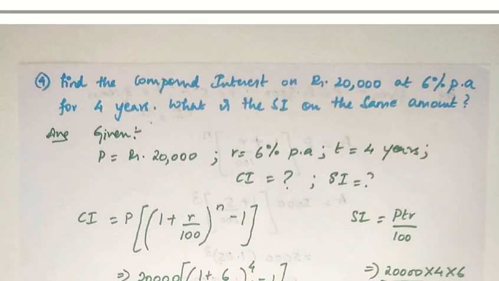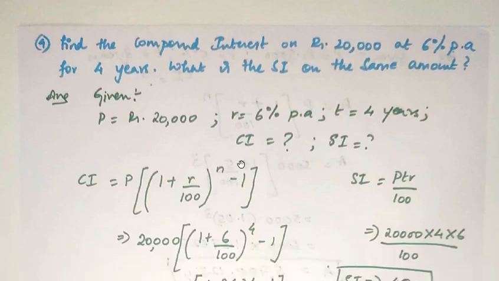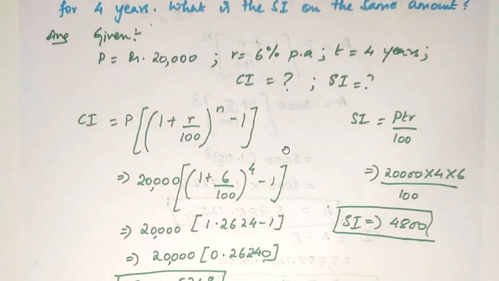So our next question: find the compound interest on rupees 20,000 at 6% per annum for 4 years. What is the simple interest on the same amount? So you're supposed to calculate your compound interest and also your simple interest in the question. What is given in the question? Principal is equal to rupees 20,000, rate is equal to 6% per annum, time is equal to 4 years. Compound interest you don't know, and you're supposed to calculate your simple interest also.